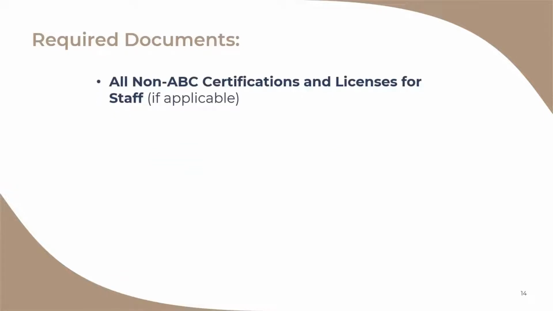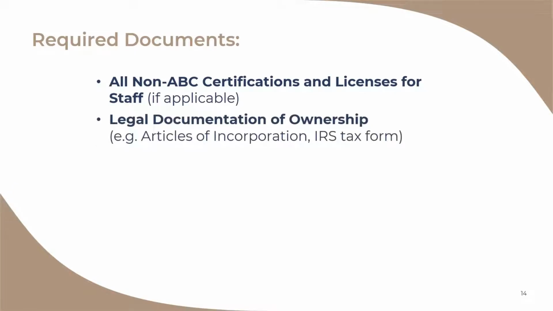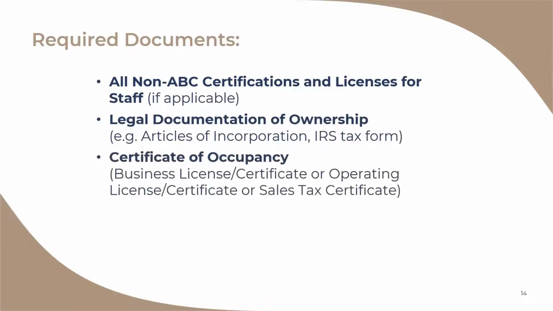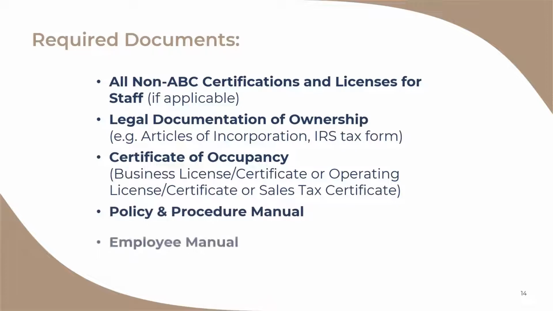Now, while we're here, let's take a look at the list of documentation ABC's accreditation team will require you to submit through the portal. These are what they're going to require. Certifications and licensing for all non-ABC staff, if it's applicable. Your legal documentation of ownership, such as articles of incorporation, IRS tax forms. Your certificate of occupancy, which would include your business license, certificate of operating license, your certificate or sales state tax, your policy and procedure manual and employee handbook, and your business mission statement.